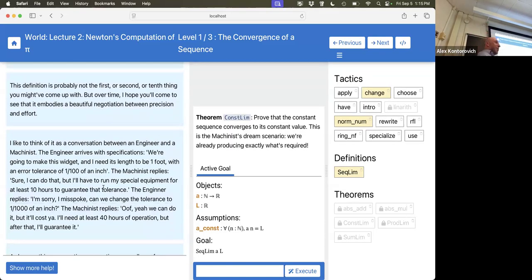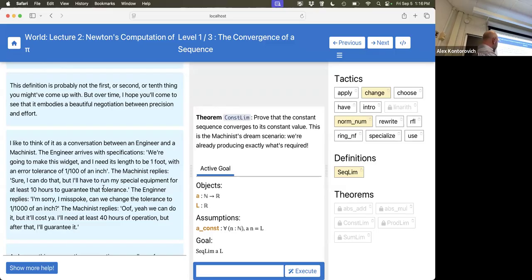I think of a conversation between an engineer, who's got blueprints, and a machinist. A machinist is working with some big machine in a factory, and the engineer's got a great idea. Okay, so we're gonna make a widget, and its length has to be 1 foot. And in order for this widget to work, I need it to be within a tolerance of 1/100th of an inch. Can you do that for me?